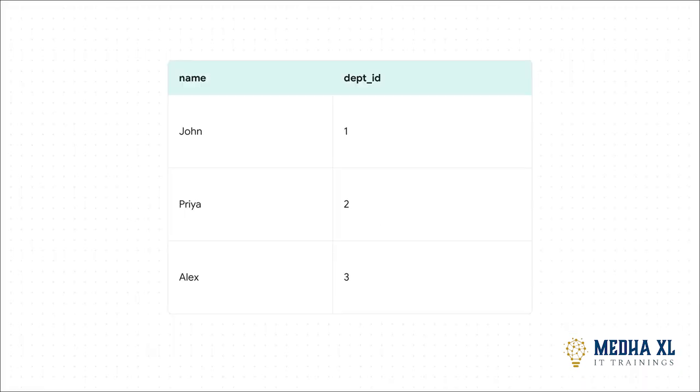Okay, so take a look at this employees table. We've got names, that's great. But then you see this d.id column. John is in Department 1, Priya is in 2. What does that even mean? By itself, that number is totally meaningless.